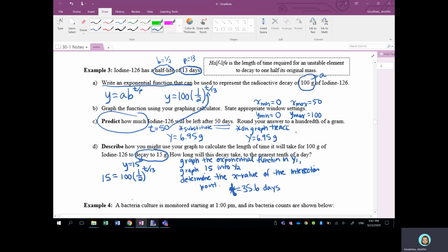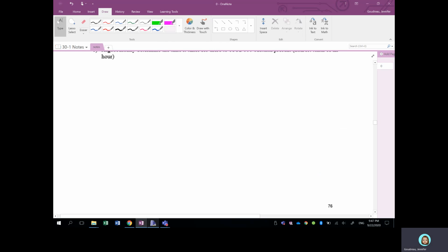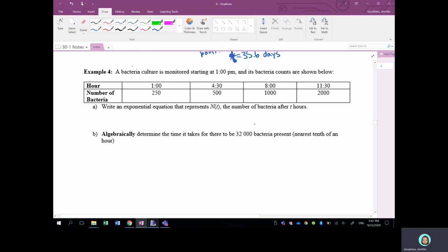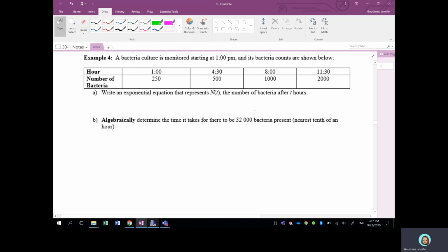Let's look at example 4. Now, example 4, we're not given the information in words, we're given the information in a table. So what we have to do is interpret the table here in order to create our exponential equation. Here's what's happening. We have a bacteria culture that is monitored starting at 1 p.m. So our starting point is 1 p.m. and the bacteria counts are shown below.